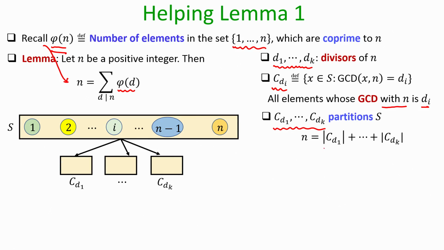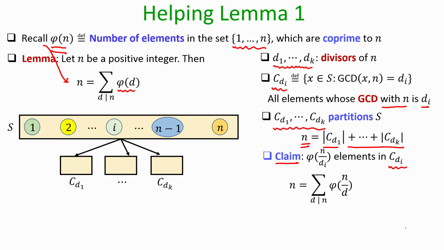That means I can say that the summation of the cardinality of these individual buckets is nothing but the cardinality of your set S, and the cardinality of your set S is n. Now comes a very crucial claim. My claim here is that the cardinality of the bucket C sub di is the same as the value of the Euler-Totient function for input n over di. And remember, n over di is an integer value, because n is divisible by di and di is a distinct divisor of n.